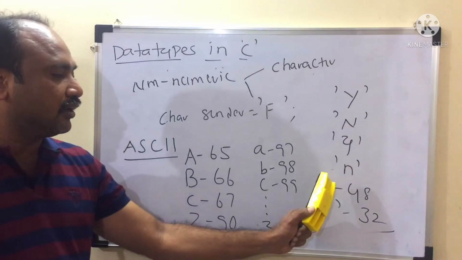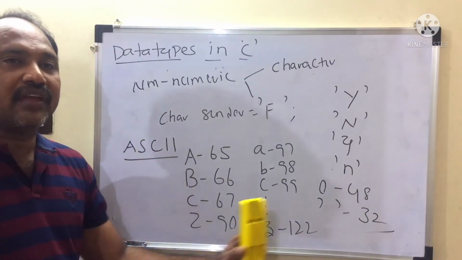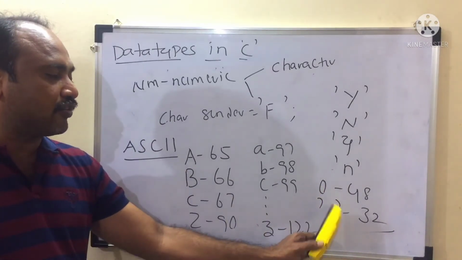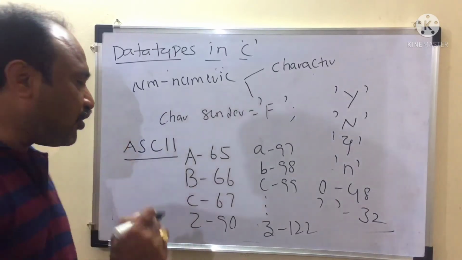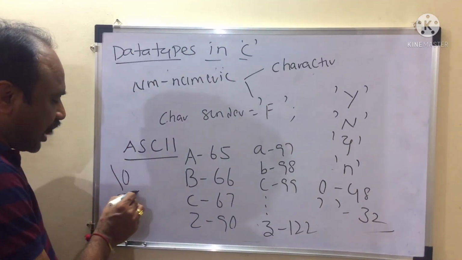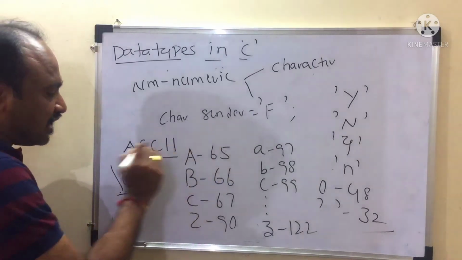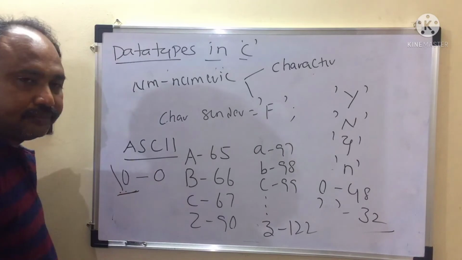This is one of the important interview questions. What is the ASCII value? What is the ASCII value of 0? What is the ASCII value of space? In C language, we are going to use a special character, that is \0. We are going to use this while working with strings. At that time, I will explain. The ASCII value of \0 is 0.